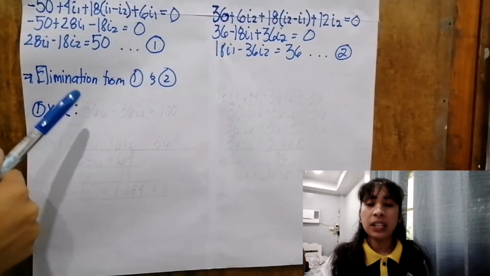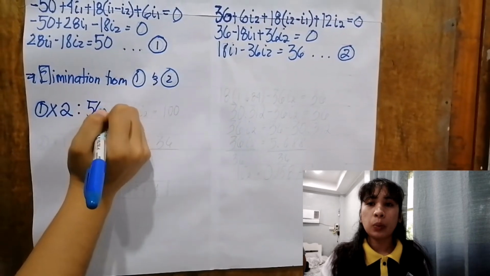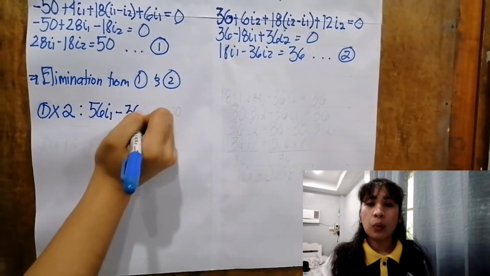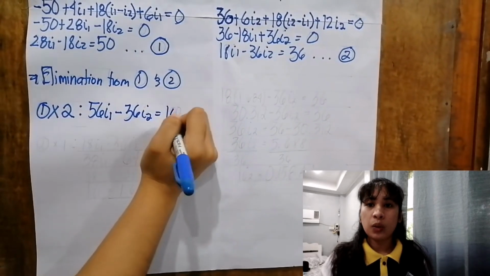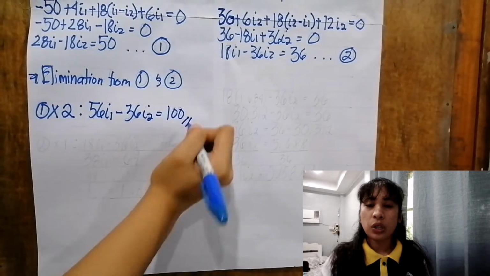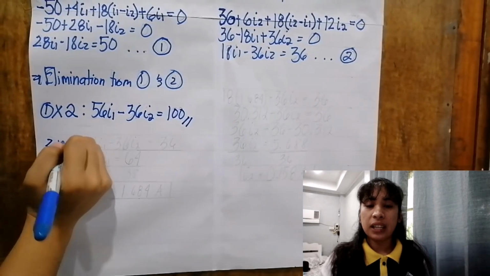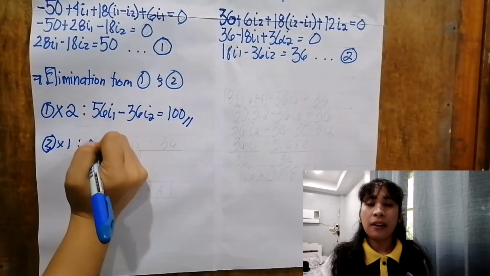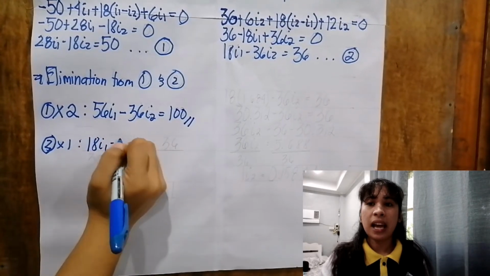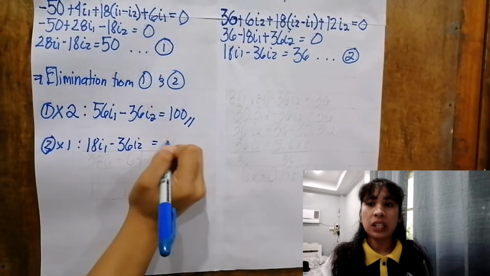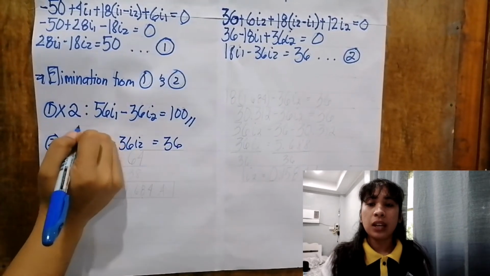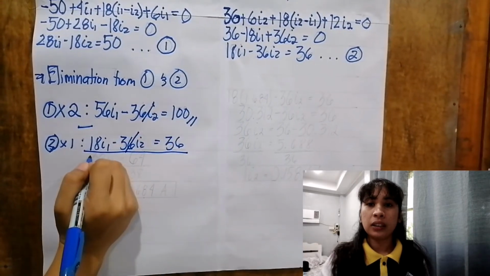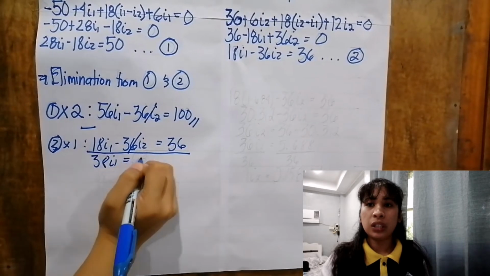So we will have 56 I1 because 2 times 28 is equal to 56, and then minus 36 I2 will equal to 100. So this is equation number 1, and for equation number 2, we will just leave it alone. So we multiply it by 1. So we will have 18 I1 minus 36 I2, and that will equal to 36. Then we can subtract this. So this will cancel each other, and for I1 we get 38 I1, and that will equal to 64.